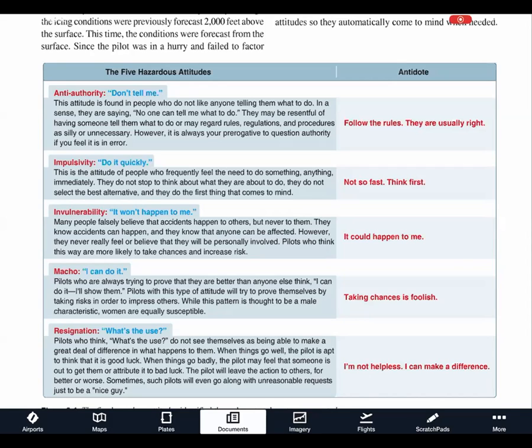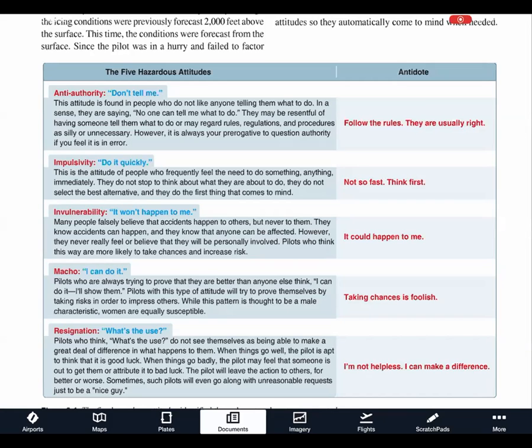And of course, lastly, resignation. Don't give up. You're not helpless. You've got resources available to you. Use them. So those are our hazardous attitudes. They're not as simple as they appear on paper. They're more complex, as I said, when you get into real life scenarios. So the more you're aware of this, especially when you can actually apply it to yourself as opposed to what you see on paper, the better off you're going to be.